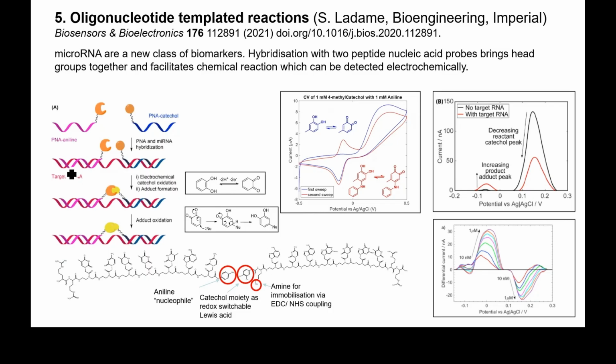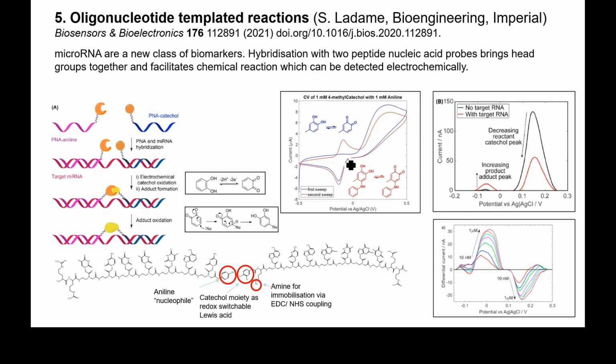When they bind to the target microRNA by hybridization, it brings these head groups closer together, increases the rate of reaction. And the reaction is switched on under electrochemical control by oxidizing the catechol moiety to the quinone. And once it's a quinone, it'll undergo a selective 1,4 addition reaction with a nucleophile, in this case, the aniline.